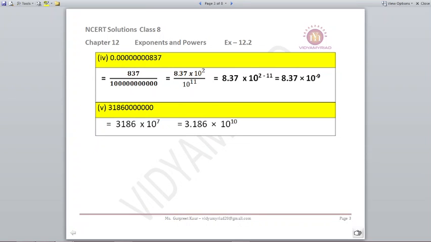Next, again it has a decimal, so I will write it in a division form, that is 837 divided by 1 and 11 zeros, which is written as 10 raised to power 11. So for 837 I will put the decimal at 2 places, 8.37 into 10 raised to power 2. Solving with the division rule, it becomes 8.37 into 10 raised to power minus 9. Next, there is no decimal, so we will write 3186 into 10 raised to power 7. There are 7 zeros, so it is not in a standard form, so I will put 3.186. That means I have taken 3 places, so I will add 3 to 7, it becomes 10. So 3.186 into 10 raised to power 10.